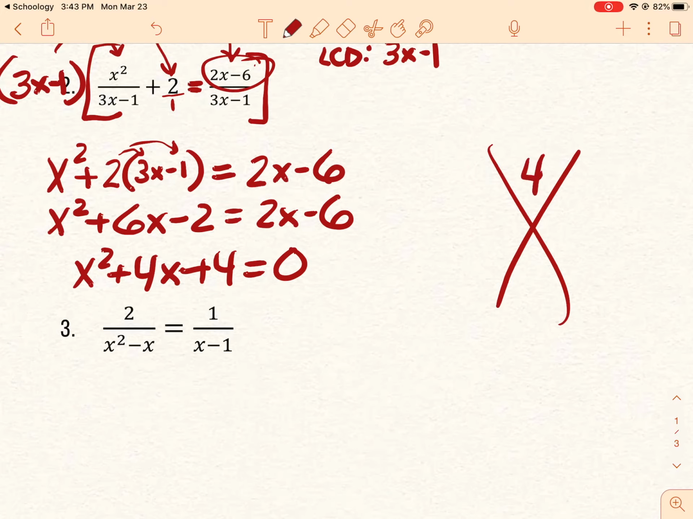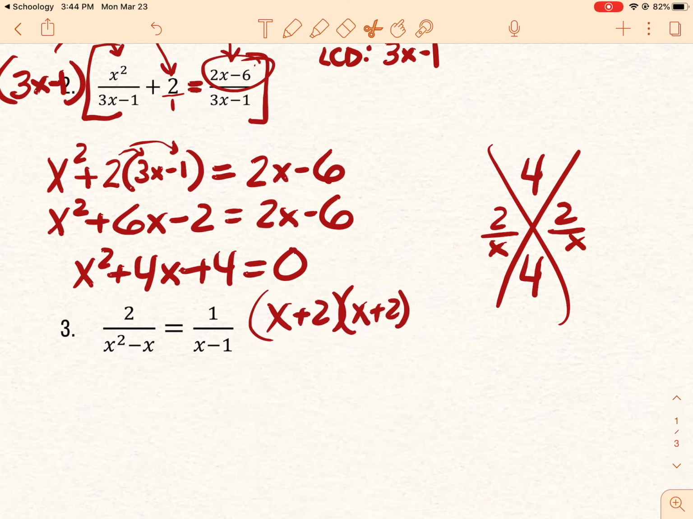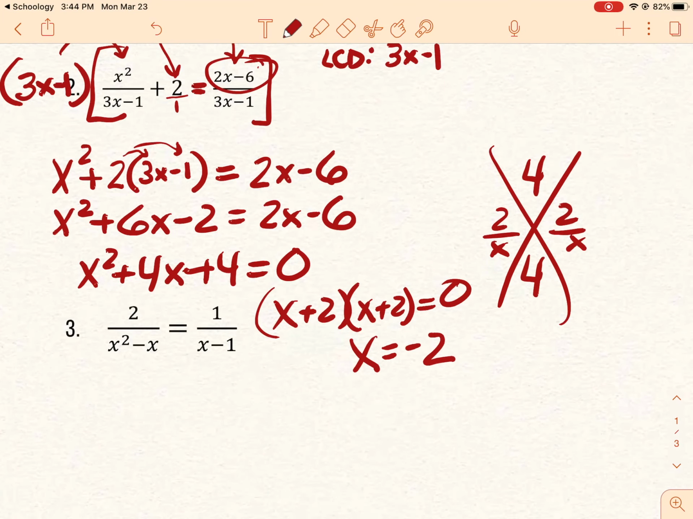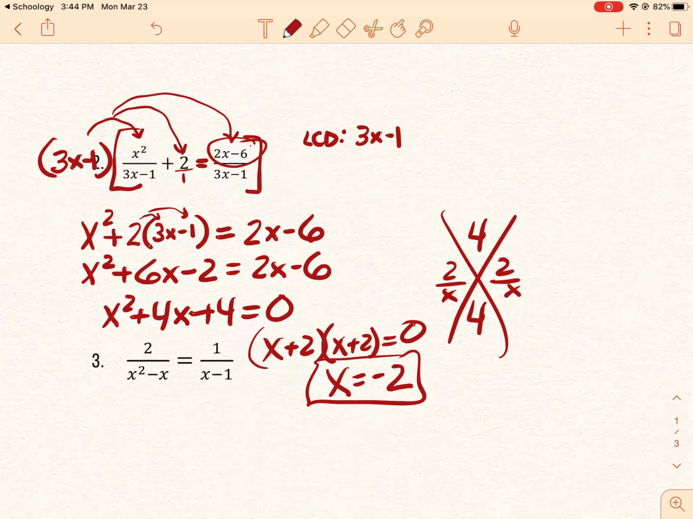So if I do the whole little diamond thing, 2 numbers that multiply together to be 4 and add up to be 4. So 2 and 2. So my 2 factors are x plus 2 times x plus 2 equals 0. Then that gives me an answer of x equals negative 2. That's one way to go about doing that.